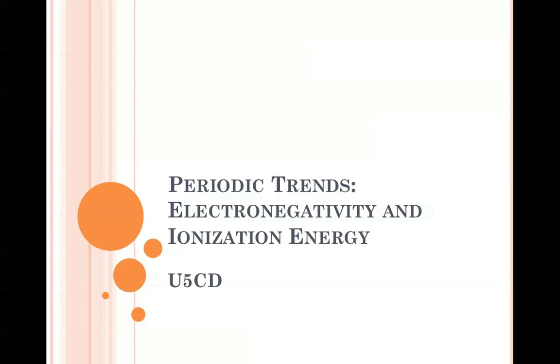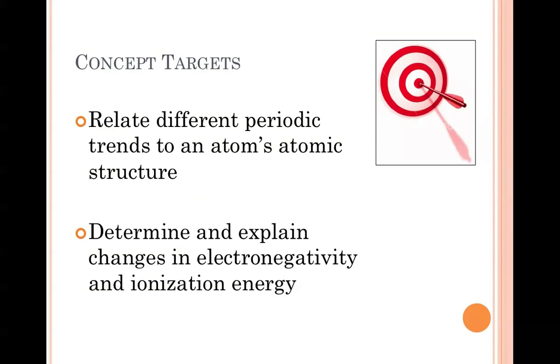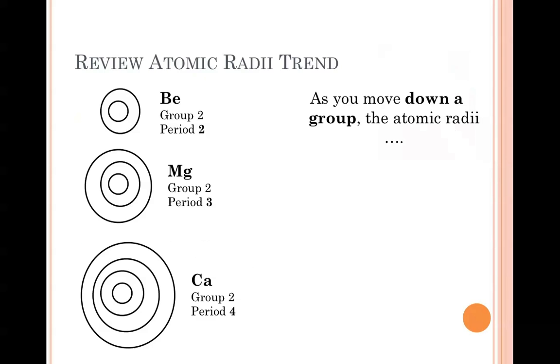All right, in Concept D, we're going to continue on talking about periodic trends. You'll be able to relate different periodic trends to an atom's atomic structure, continuing on what we did with our atomic radius. We're also going to be able to determine and explain changes in our electronegativity values and ionization energy and how that influences various atoms.